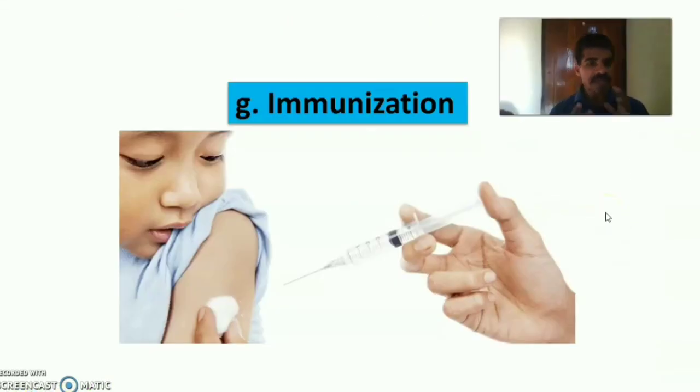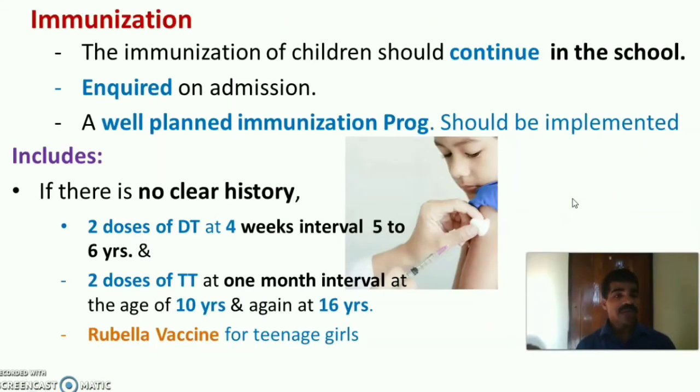The next area of the major activity is immunization. The immunization of the children should continue in the school. On admission, their history of immunization should be inquired. A well-planned immunization program should be implemented at the school.